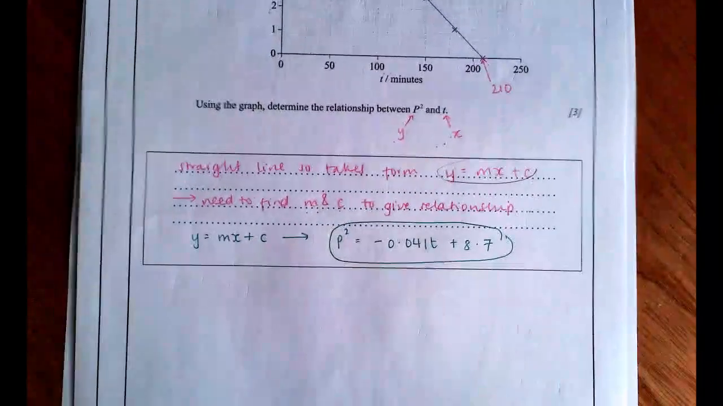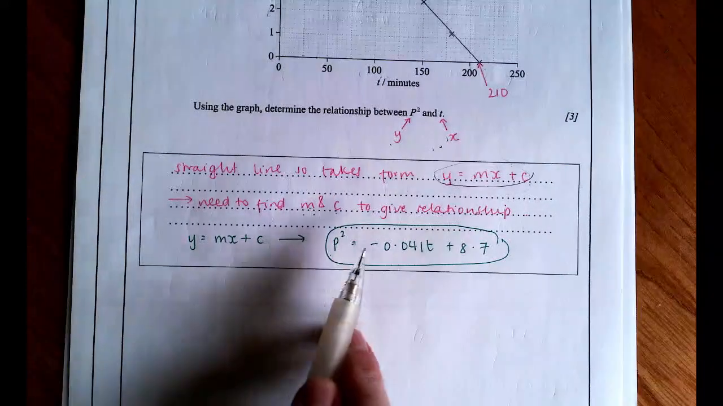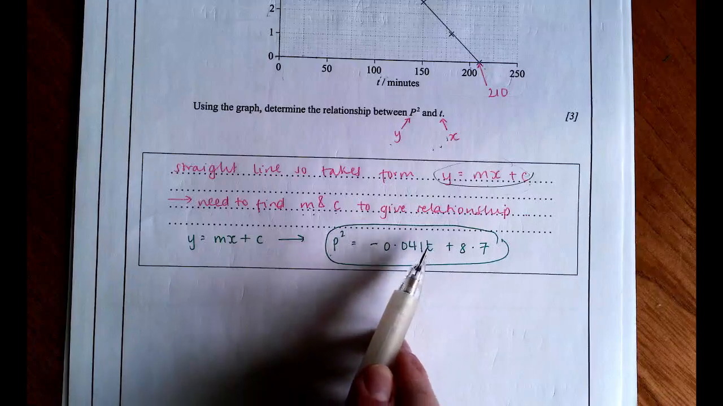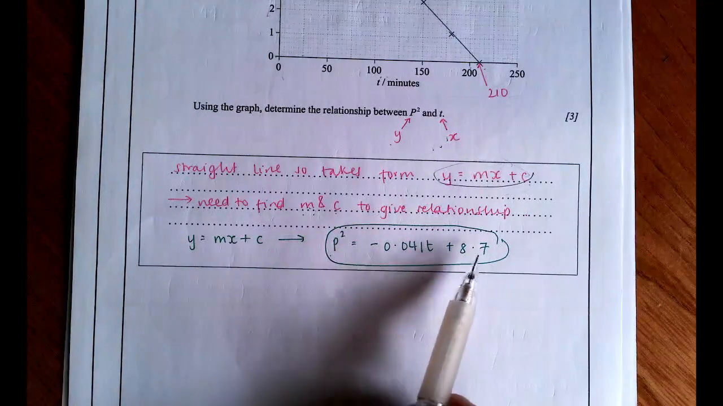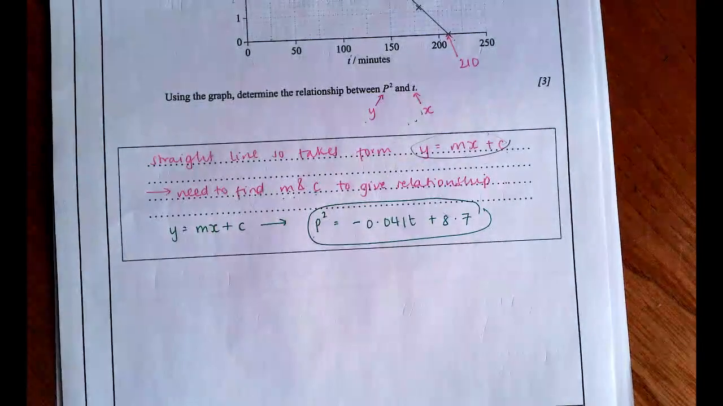And all I'm going to do is write the full equation of the graph out. So P squared for y is equal to m, minus 0.041, times t, plus c, plus 8.7. And this is the relationship between P squared and t.